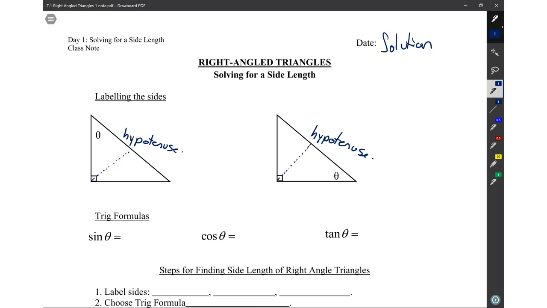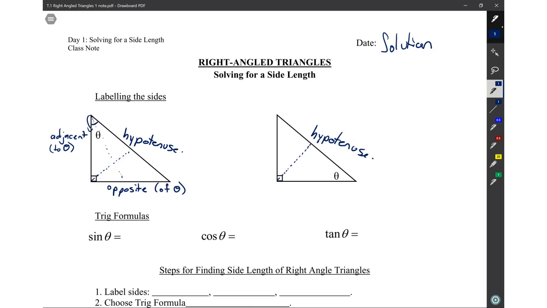Next, we're going to label the final two sides according to which angle we're working with. So in these cases, we'll always work with one angle. Here, I'm working with the angle from here. So I go opposite of this angle to find my side that I call opposite. It's opposite of theta. And the side that's beside theta right here, we call the adjacent side. Adjacent means beside, so it's adjacent to theta.